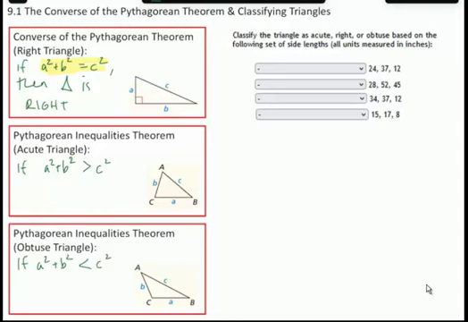All right, so let's take a look at these calculations right here. Okay, I want you to see if you can identify this first set, 24, 37, and 12. Can you find out which of the patterns does that fit? Oops, let me finish writing these.